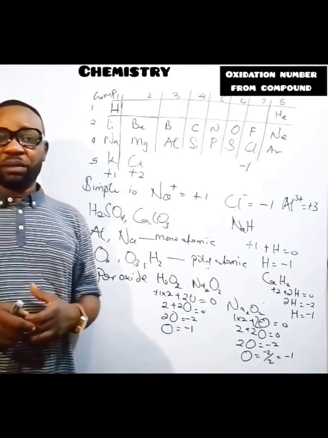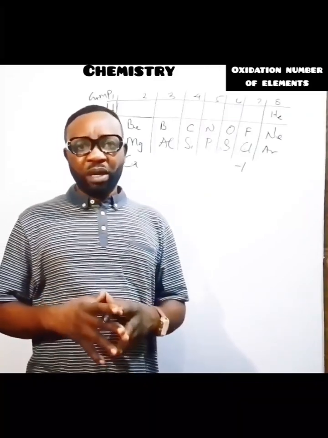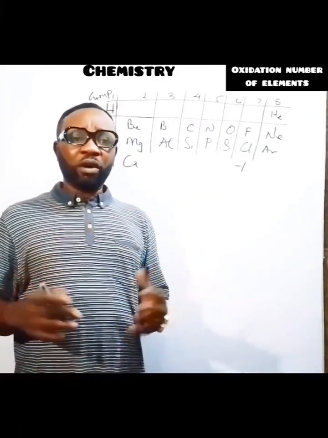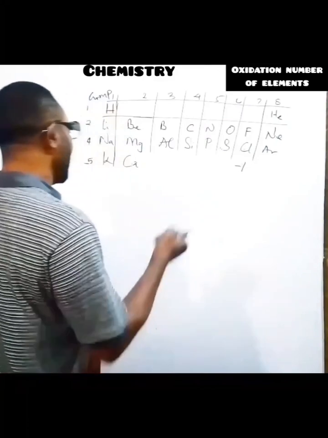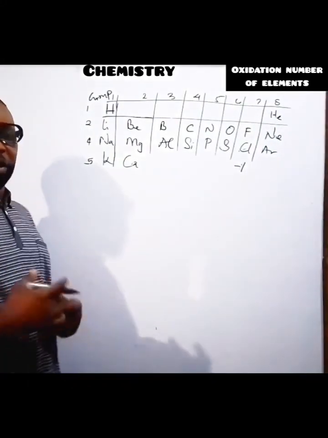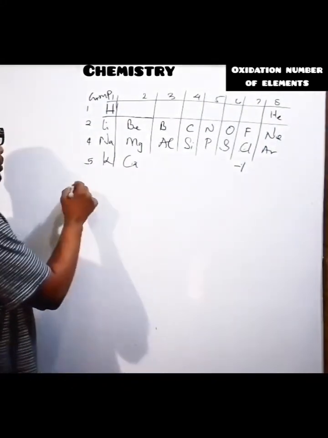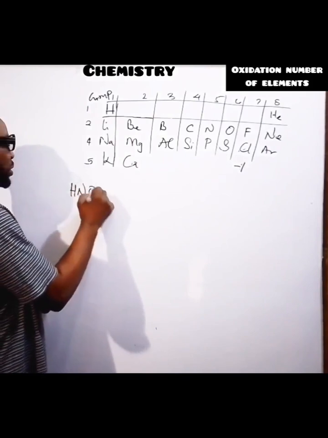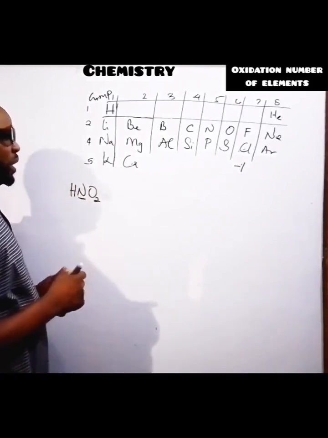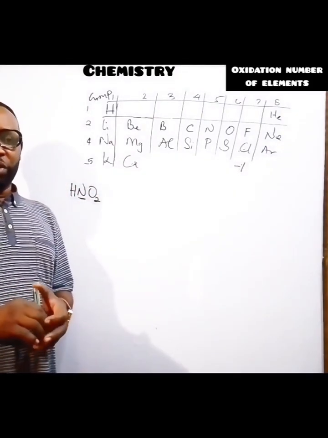Now, we are going to look at how you can calculate the oxidation number of different elements in their compound state. The first question says that we should calculate the oxidation number of nitrogen from HNO2. We are asked to find the oxidation number of nitrogen here.